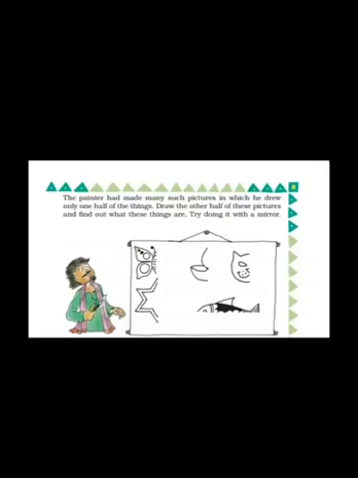First activity is here. The painter had made many such pictures in which he drew only one half of the things. Draw the other half of these pictures and find out what these things are. Try doing it with a mirror. So students, you are supposed to complete these pictures. Take your time and try to do it in your notebook.